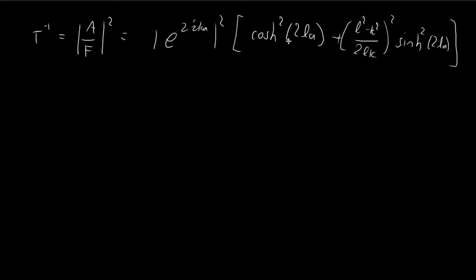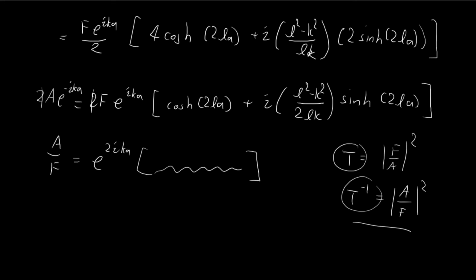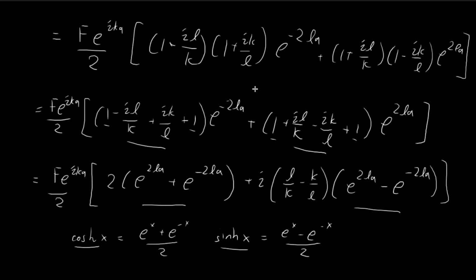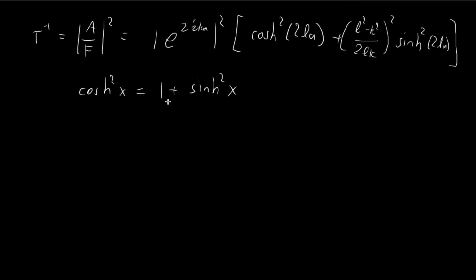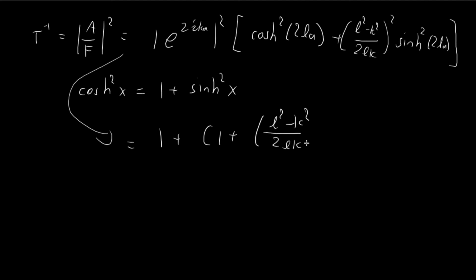And then we can further simplify this a little bit by considering the identity that hyperbolic cosine squared of x is just equal to 1 plus hyperbolic sine squared of x. You can easily prove this by going back to the definitions. You can take these two expressions, square them, and see that this expression is always true. So moving on, we know that this e term is just equal to 1, so we only have to deal with this. And then the cosine term just becomes 1 plus the hyperbolic sine term. So that just becomes 1 plus l squared minus k squared divided by 2lk, whole squared, times hyperbolic sine squared 2la.